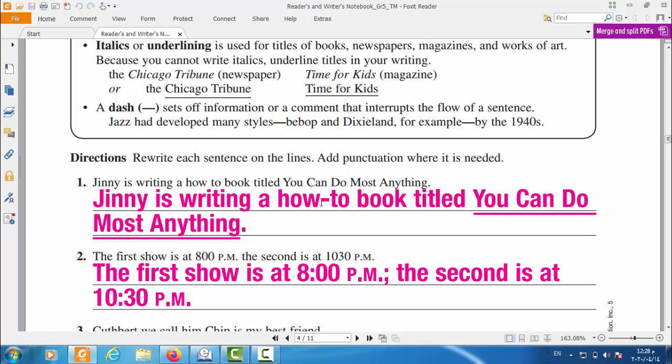Teacher, when you put in here a hyphen, this is a hyphen, guys, this is not a dash. The difference between the hyphen and the dash is that the hyphen is short while the dash is longer, like this one, it's long. So a how-to, why did you put a hyphen here? I told you we put a hyphen between two words when we mention them as one word, or we want to tell the reader that this is one word. So a how-to book titled You Can Do Most Anything. Why did you put underline in here? You Can Do Most Anything, because this is the title of a book.